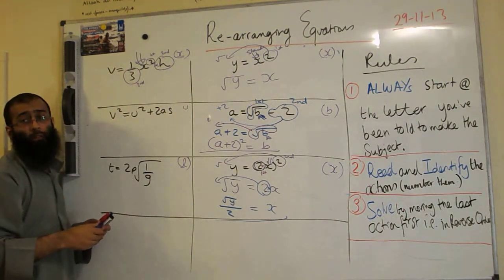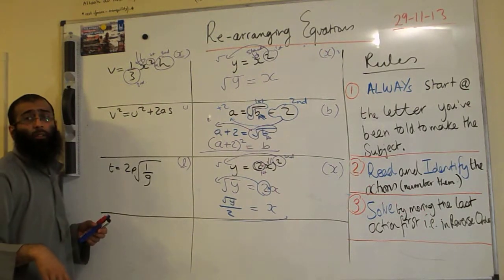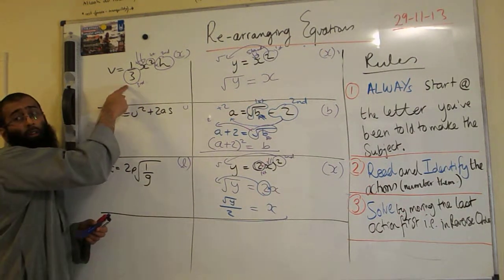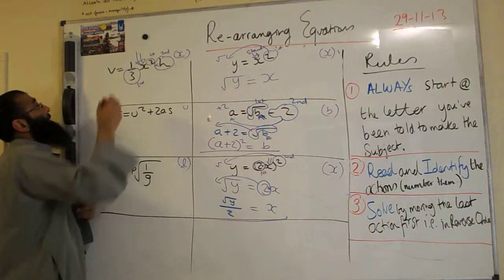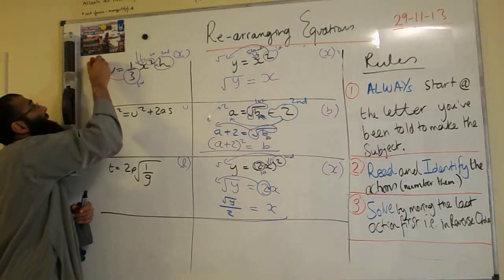Now, which action do I move first? The divide by 3. So the opposite of divide by 3 is times 3.